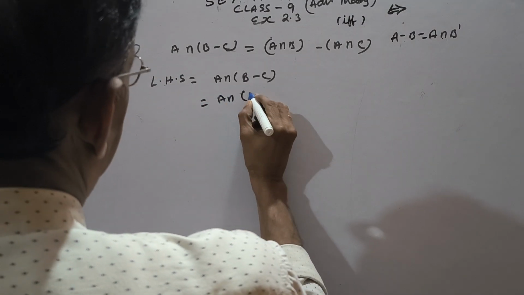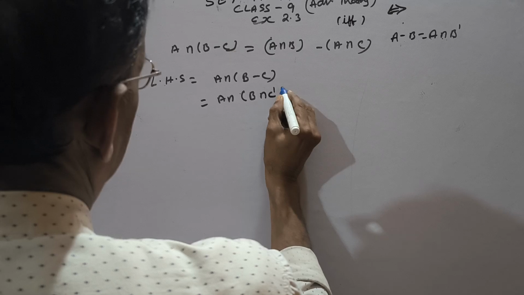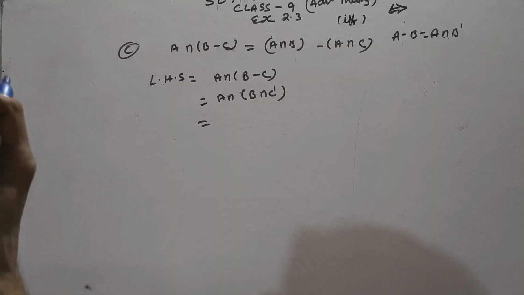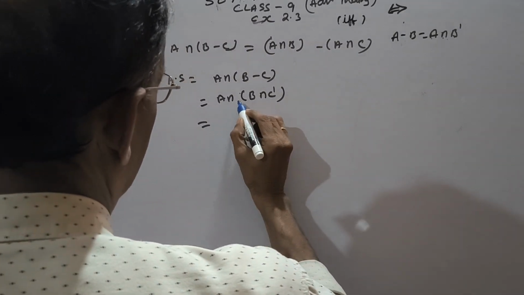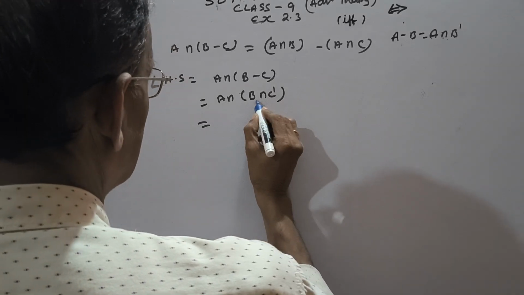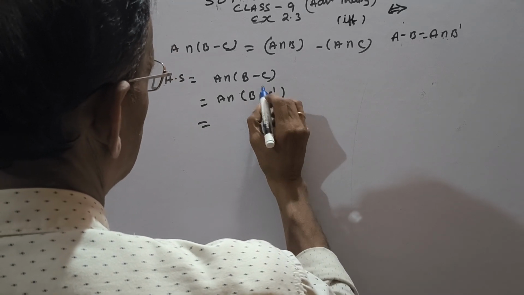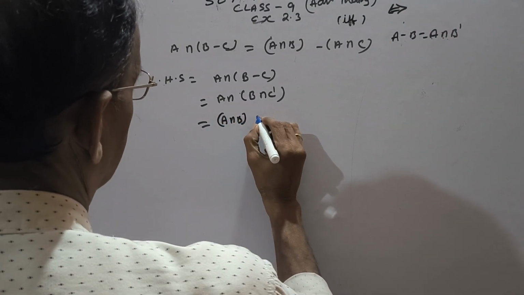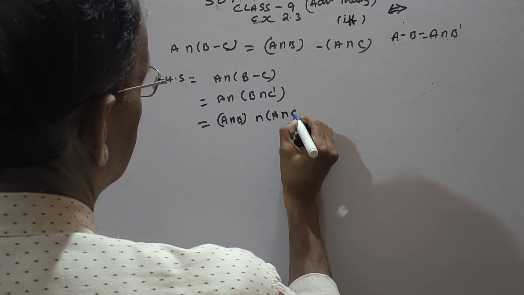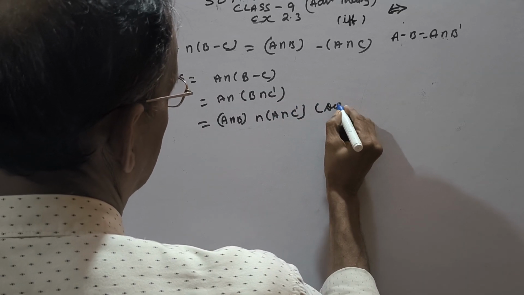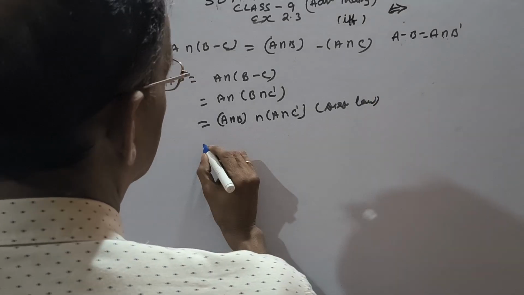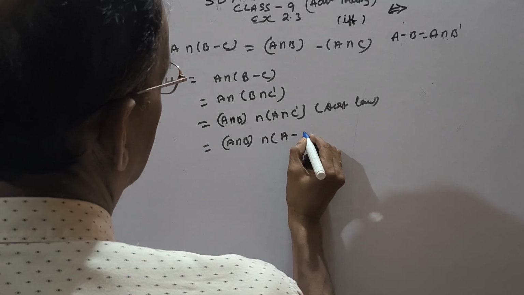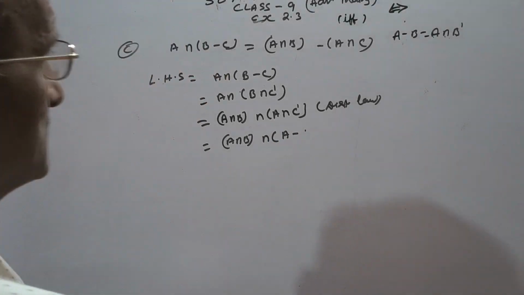Now here we can use difference law, B intersection C complement. Now see, you may get confused here. We can normally use the distributive property for A intersection B and C. But here also we can use distributive property because this intersection is for difference. So you can distribute: A intersection B, intersection A, intersection C complement. This is distributive law.